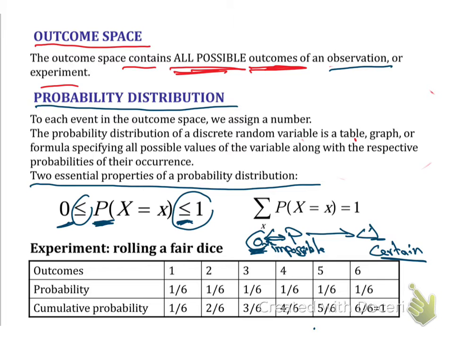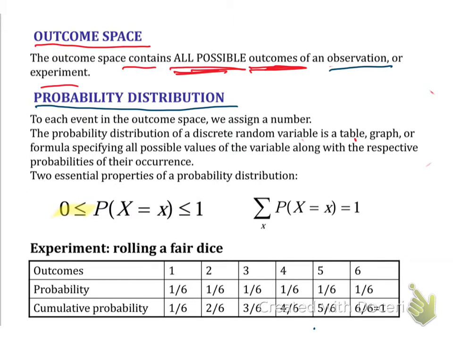So the probability is between 0 and 1, and it could equal 0 or equal 1. So it is greater than or equal to 0, and less than or equal to 1. The first essential property of the probability distribution is that the probability cannot be more than 1 or less than 0. The second property is that the sum of all possible probabilities for one criterion, or for one experiment or observation, has to add up to 1.